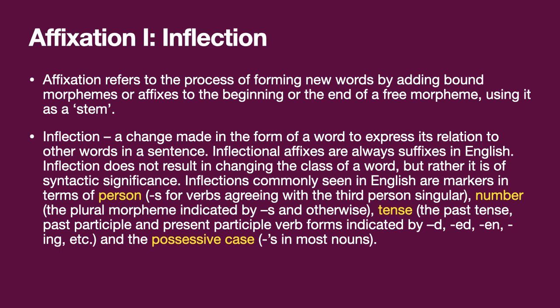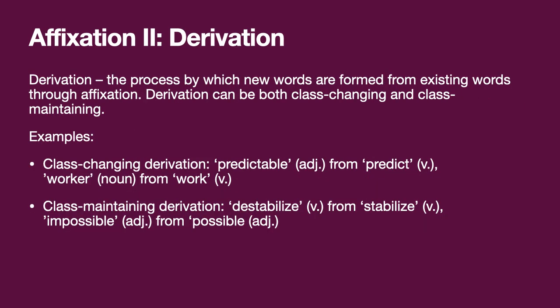And inflections commonly seen in English are markers in terms of person, number, tense, or case. So we have already given some examples for this in the previous lecture. You can revisit that for more detail. The second method of affixation is called derivation, which is the process by which new words are formed from existing words through affixation.